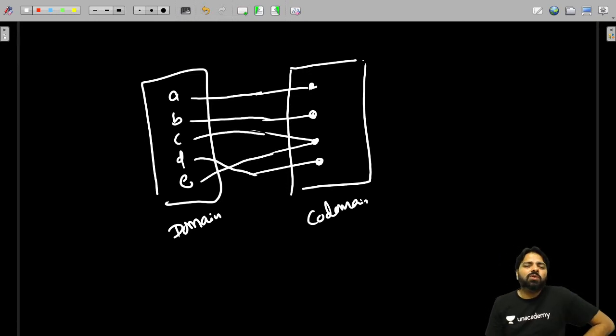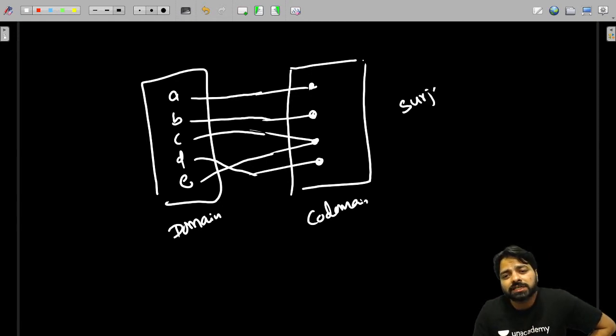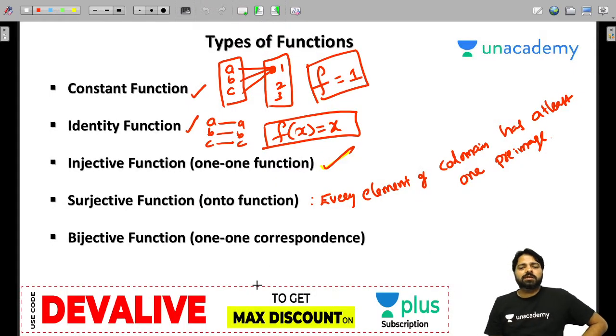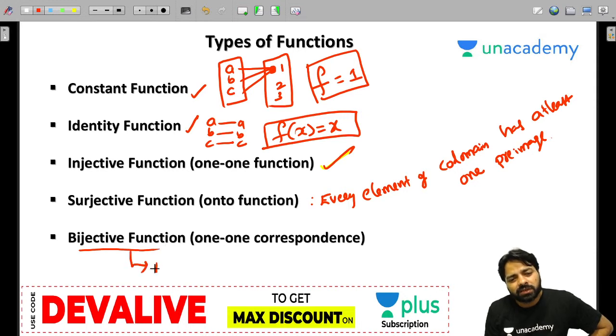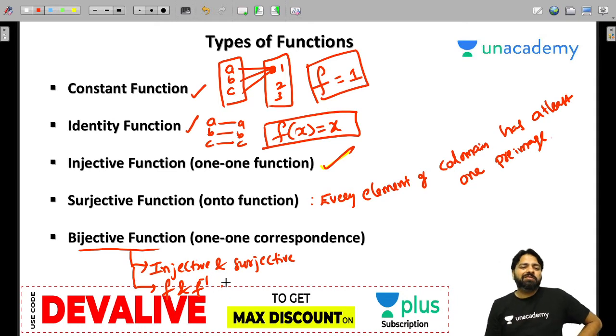So this is onto function, also called surjection. What is a bijective function? You have so many definitions. You can say injective and surjective. A function is injective and surjective, or you can say f and f inverse are functions. f and f inverse exist.